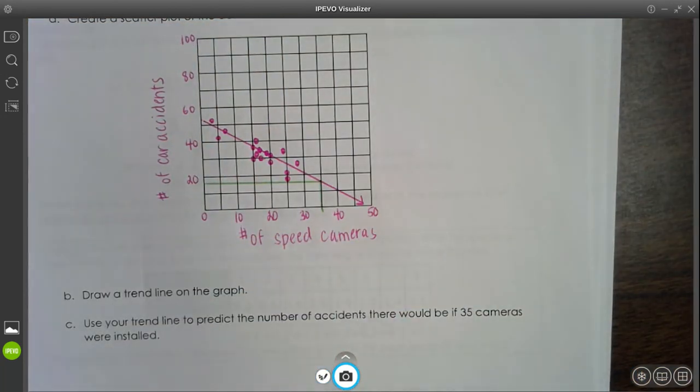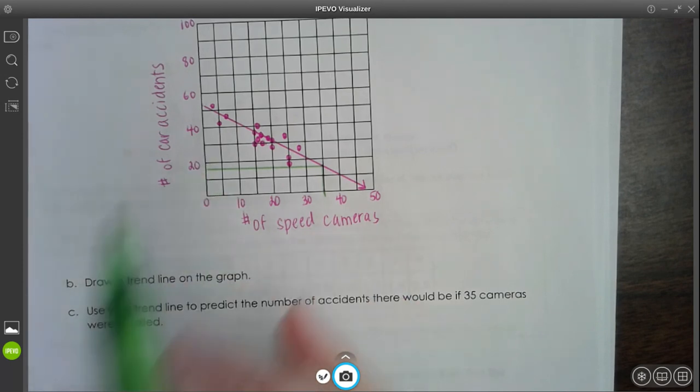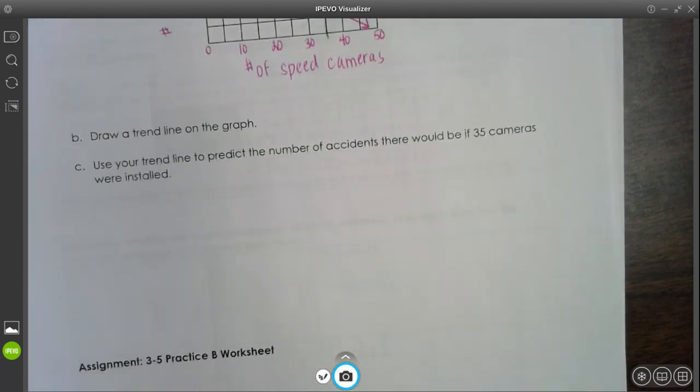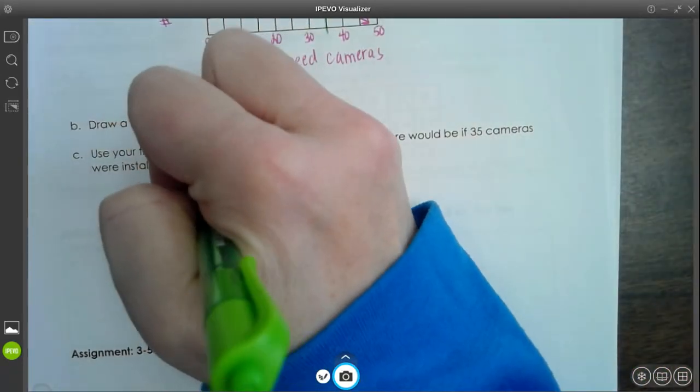Okay, and you can see it's somewhere between 10 and 20, a little bit higher than 15. So I would say around 16 or 17 would be a good prediction. So I would say probably about 16 accidents.